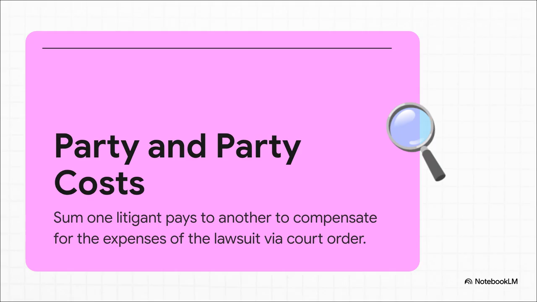Second, you have party and party costs. Now, this is the amount one litigant pays to the other to compensate for the hassle and expense of the lawsuit, and it requires an actual court order. It's absolutely crucial to understand this distinction because getting the other side to pay your party and party costs rarely covers the total solicitor and client bill you owe your own lawyer. Even if you win, you might still end up out of pocket.